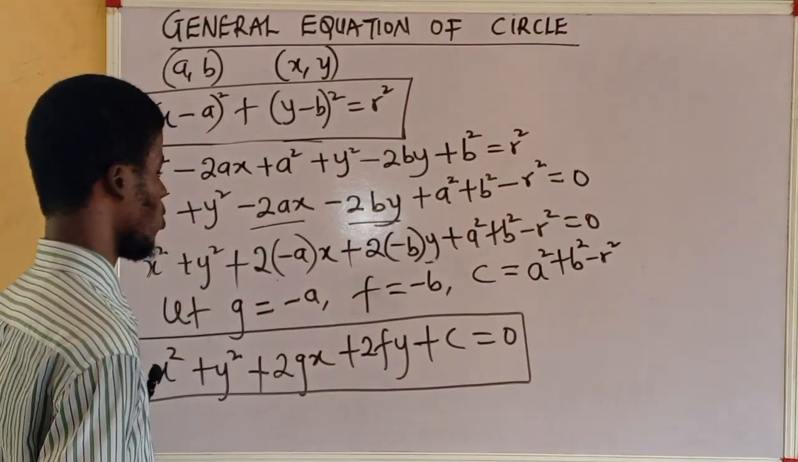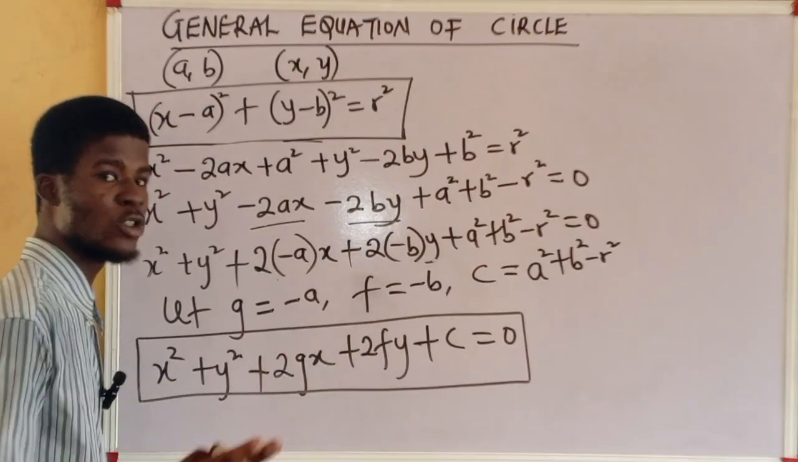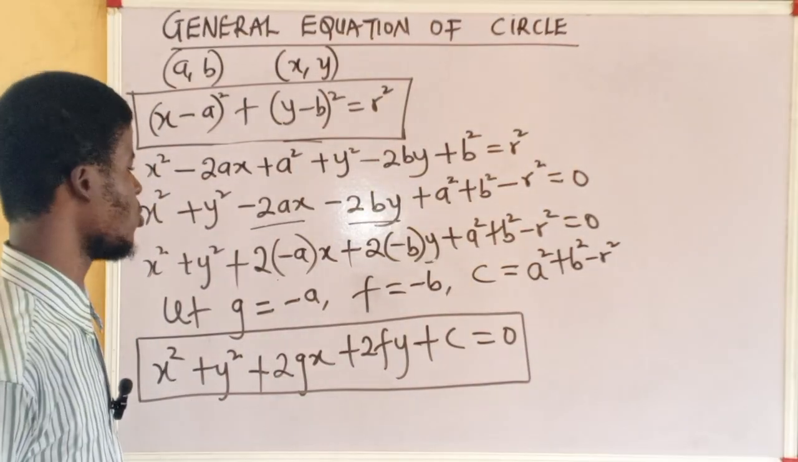So we are going to solve a question under this. We are going to determine the equation of a circle that passes through 3 points.